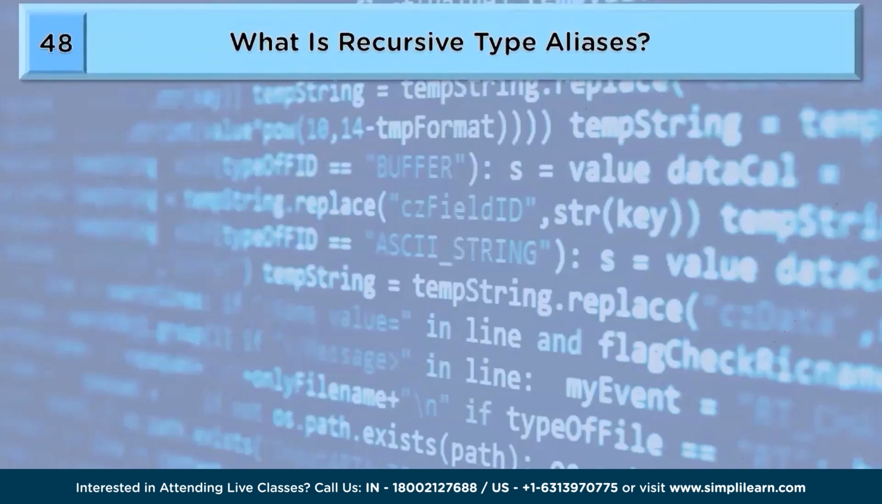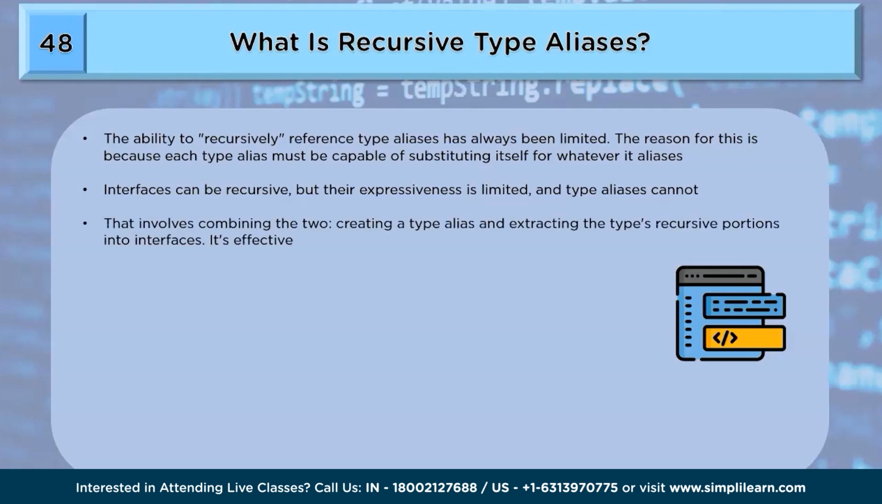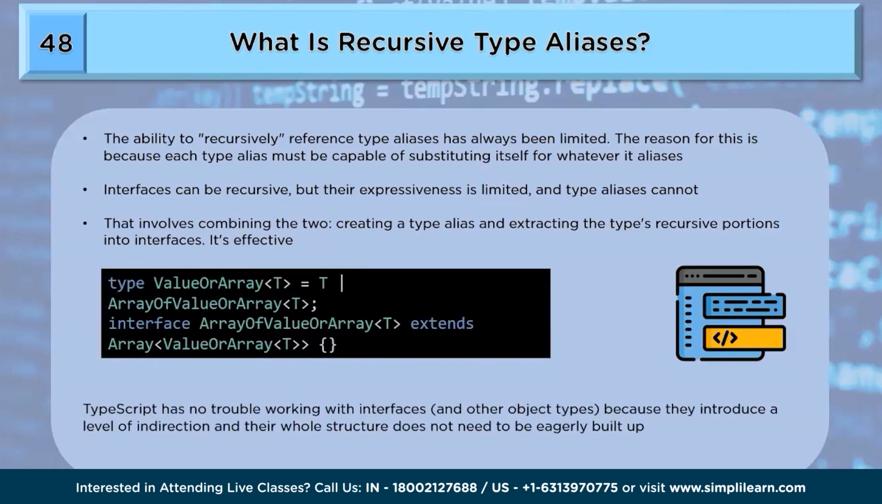What are recursive type aliases? The ability to recursively reference type aliases has always been prohibited. The reason for this is that each type alias must be capable of substituting itself for whatever it aliases. Interfaces can be recursive, but their expressiveness is limited, and type aliases cannot. That involves combining the two, creating a type alias and extracting the type's recursive portions into interfaces. It's effective. TypeScript has no trouble working with interfaces and other object types because they introduce a level of indirection and their whole structure does not need to be eagerly built up.